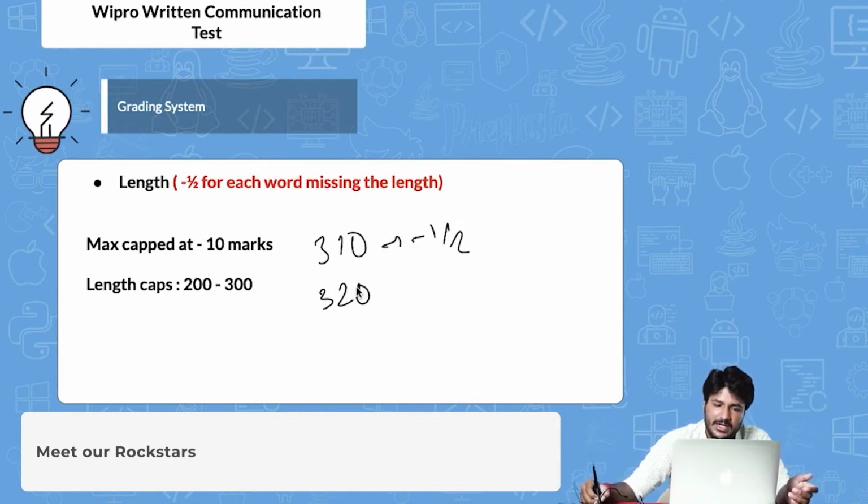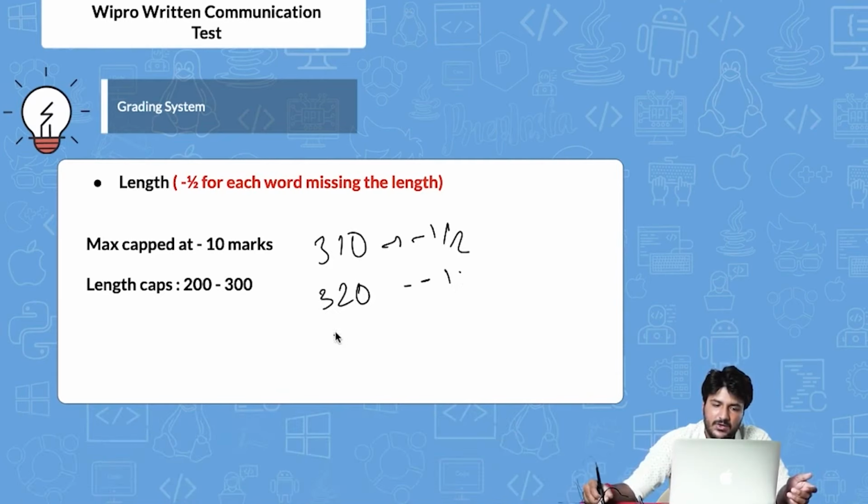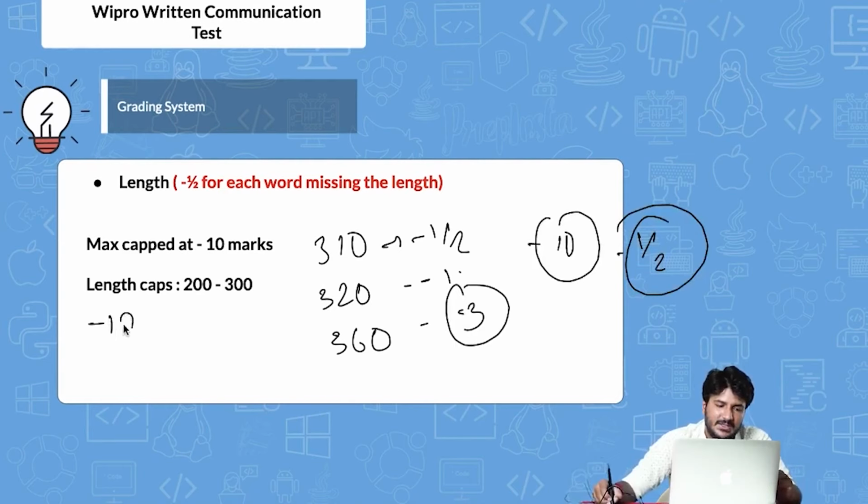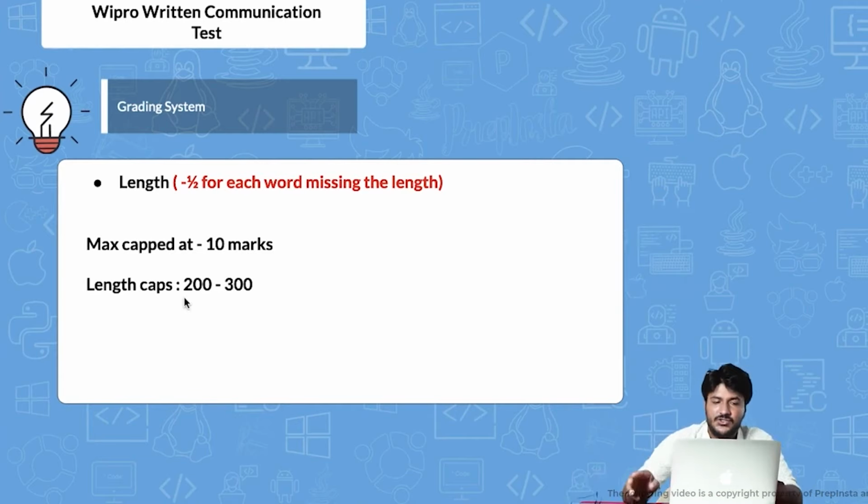If you write 320 words, in that case, -1. If you write, let's say, 360 words, in that case, -3. So every 10 words, you're going to get -1/2. So same goes for negative. If you write 190 words, in that case, -1/2. Right. So the length should be there.